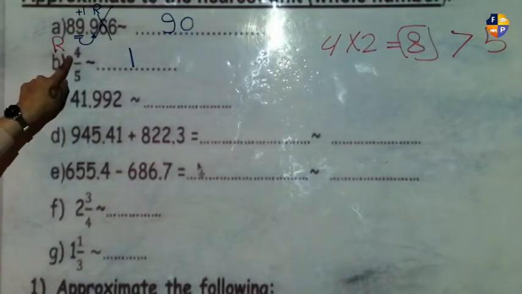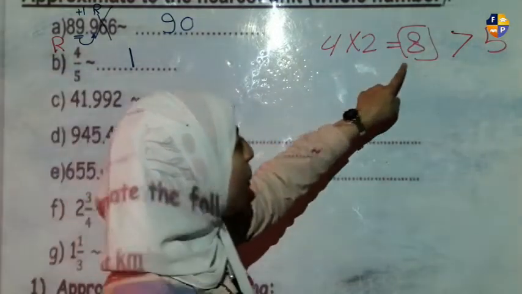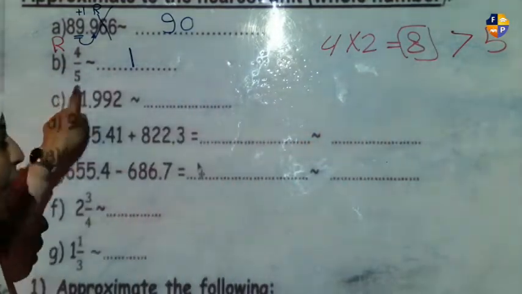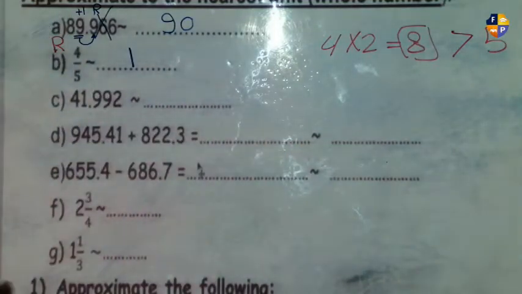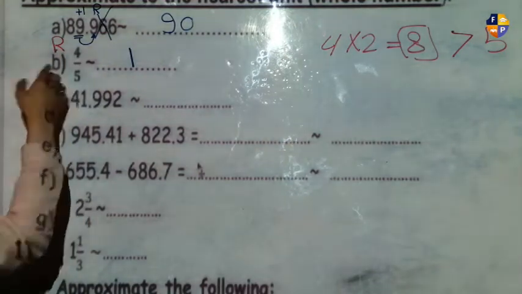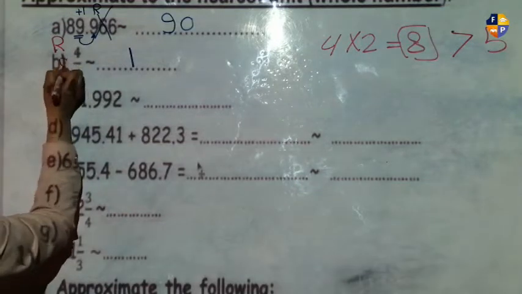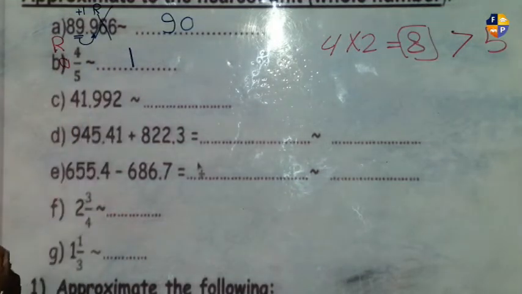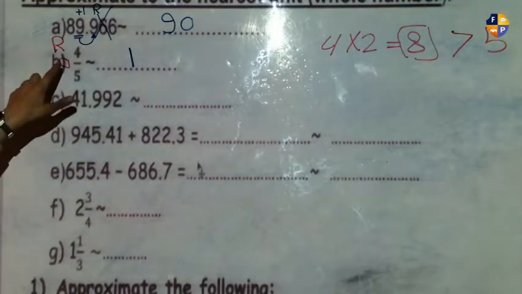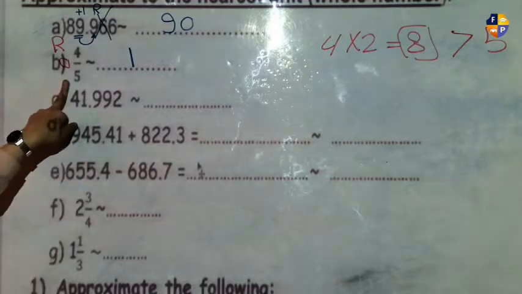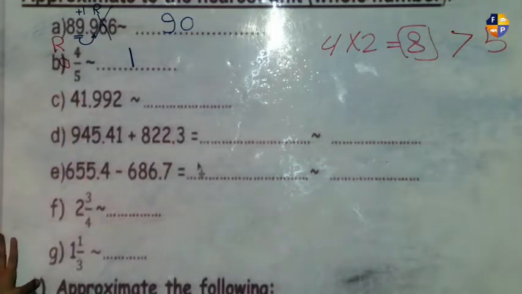Here I multiply the numerator by 2, then I compare the product with the denominator. If it was greater than the denominator, then the fraction is rich. I will cross it and add 1 to the whole number or units. Here my whole number is 0. So 0 plus 1 equals 1. And if the product was smaller than the denominator, this fraction is poor.